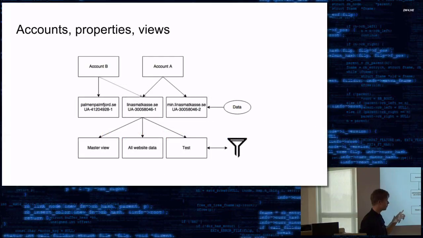And this is usually a common setup: you have a master view, you have an all website data view, and you have test views. That's because the master view is always what you look at when you report things. In case something goes wrong, or you filter out the wrong data, you have an all website data view. So that's no filtering, no goals, etc. Just plain data. And then you have a test view where you try out new things in the reporting settings, so you don't mess up the master view.